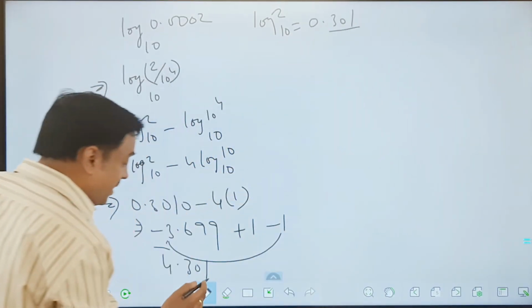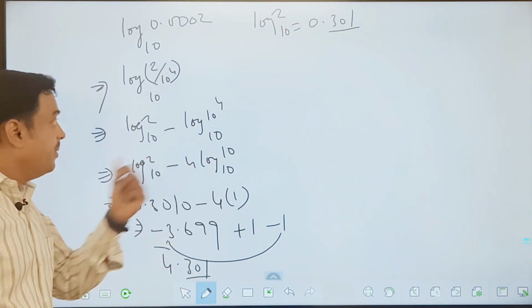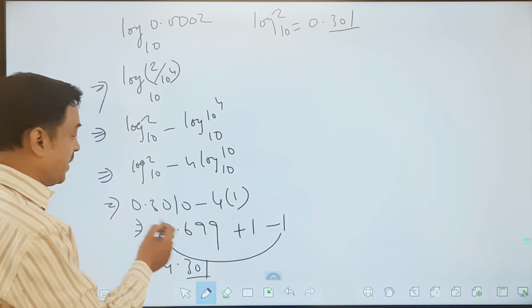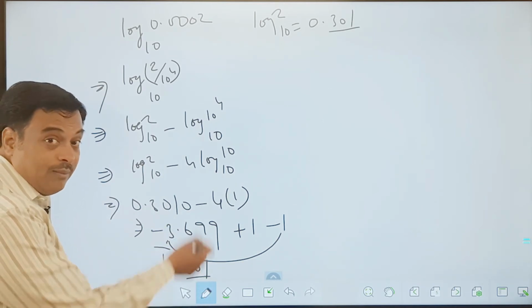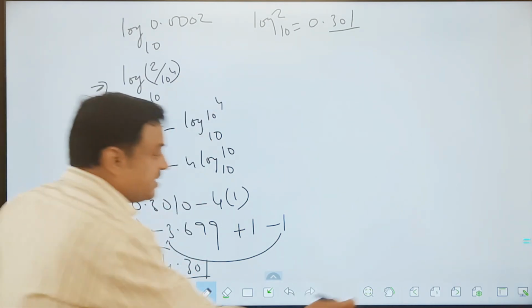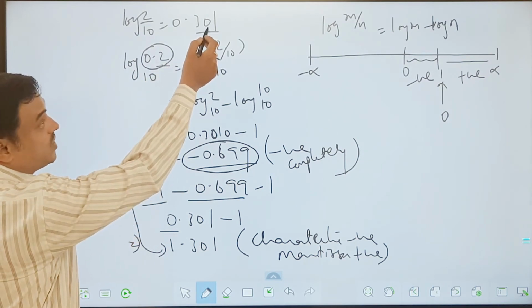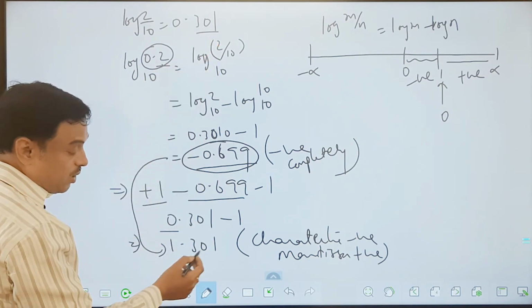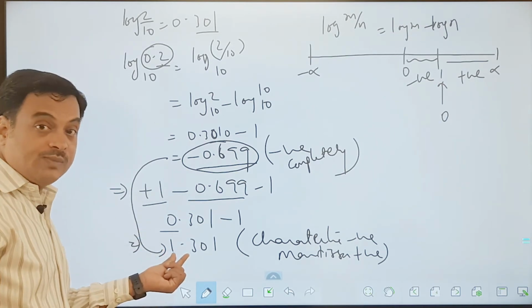0.3010. The same mantissa will come. The advantage of writing this part, instead of the one which I got here, is that the mantissa will match. The mantissa will be the same. To maintain the same mantissa, see the previous one also: because of the 2 here, the mantissa was 3010. This also is 3010. So the mantissa will be the same.